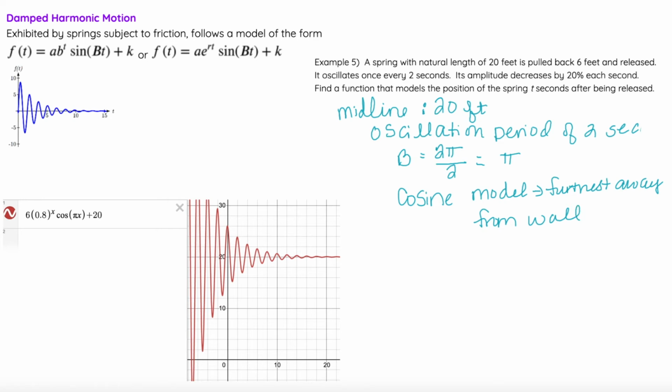Our amplitude then, it's going to shrink. It says that the amplitude is decreased by 20% each second. So our initial length away from the wall is 6 feet. And then we are subtracting 20% to the power of time. So notice this is now going to be our new amplitude. It's a function, an exponential function at that.